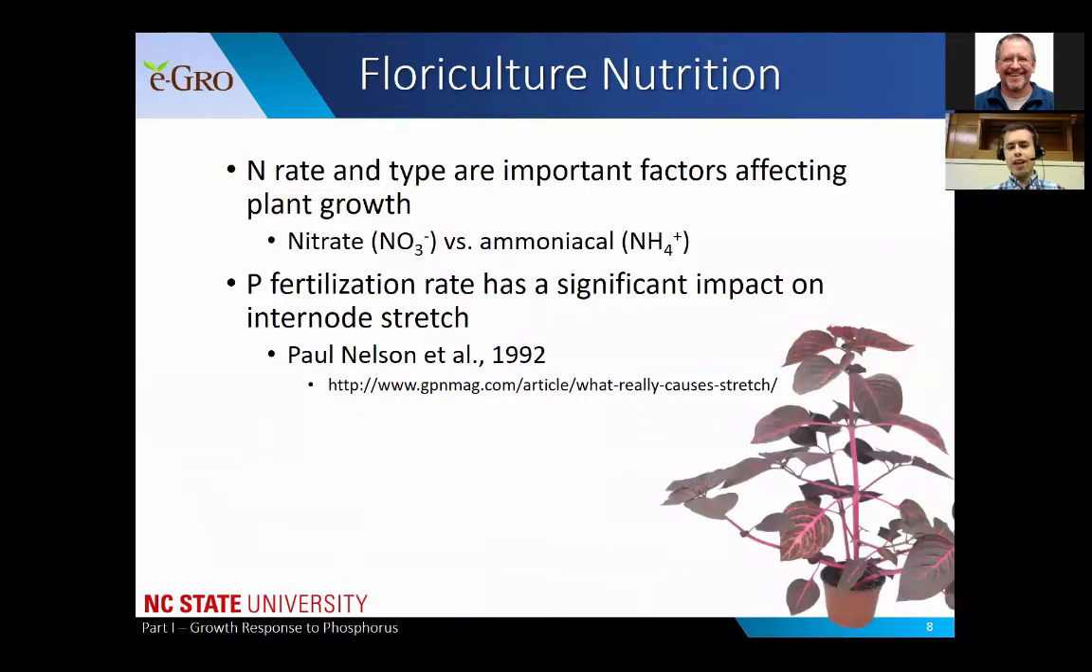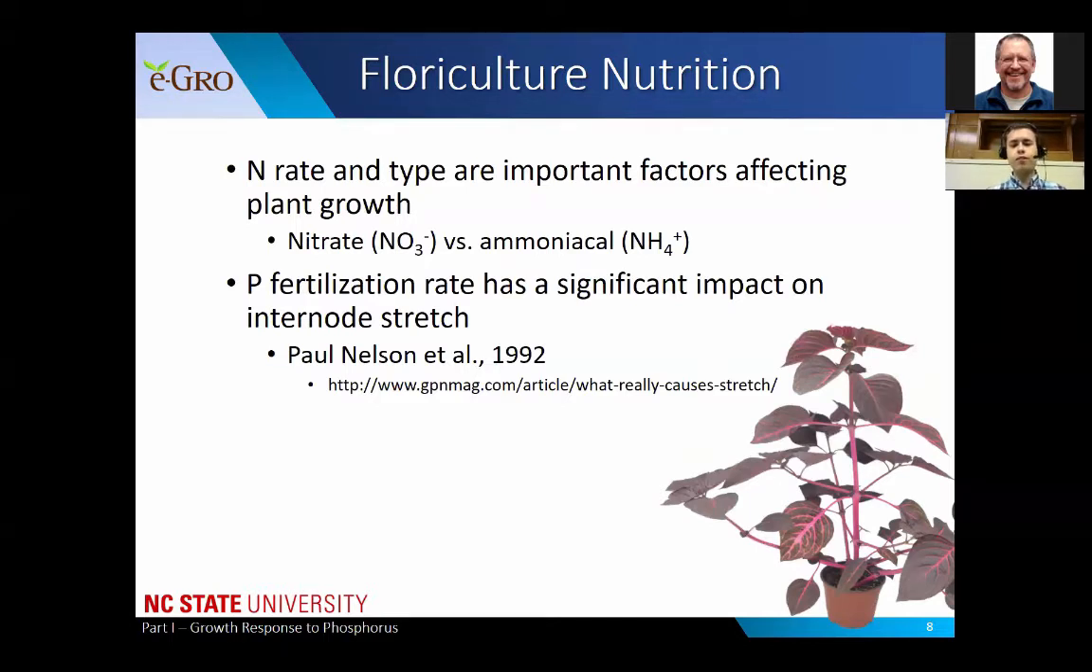So the N rate and the type of nitrogen are both very important factors that affect plant growth. And when we're talking about the type of nitrogen, we're talking about nitrate, or NO3, versus ammoniacal nitrogen. So getting these ratios correct and having the correct rate and the correct type of nitrogen is, of course, very, very important for plant nutrition and plant growth.